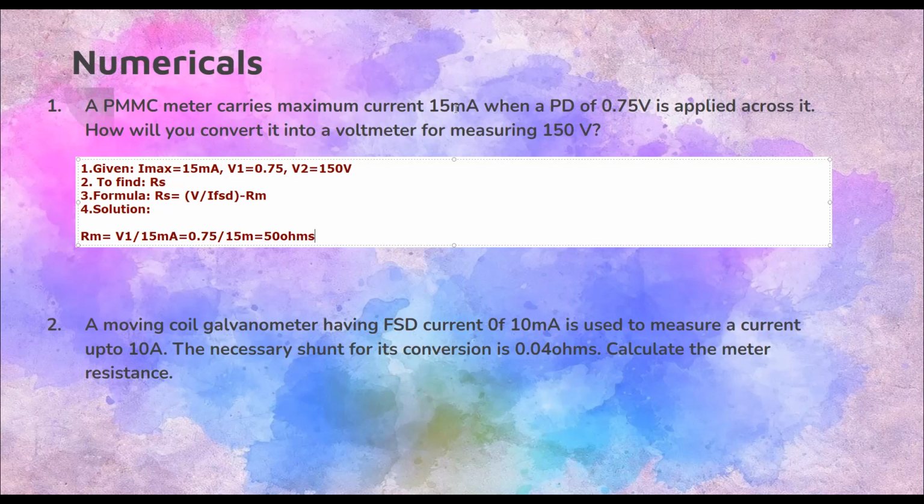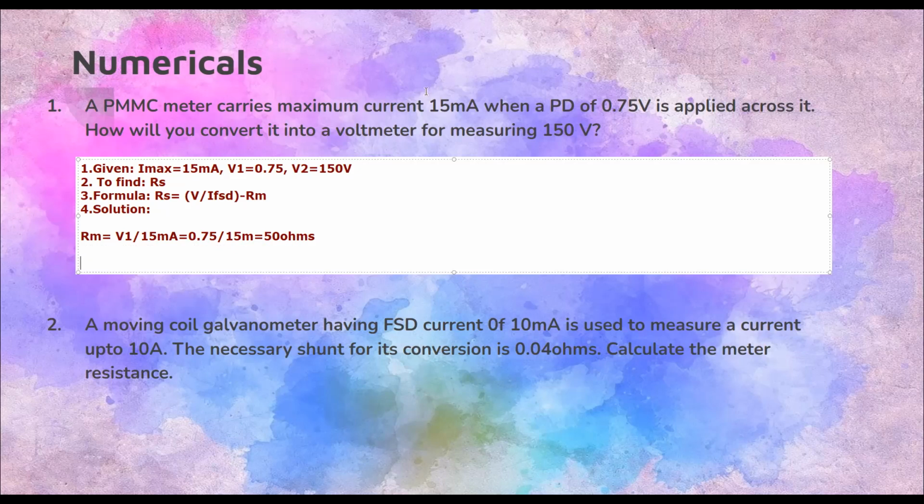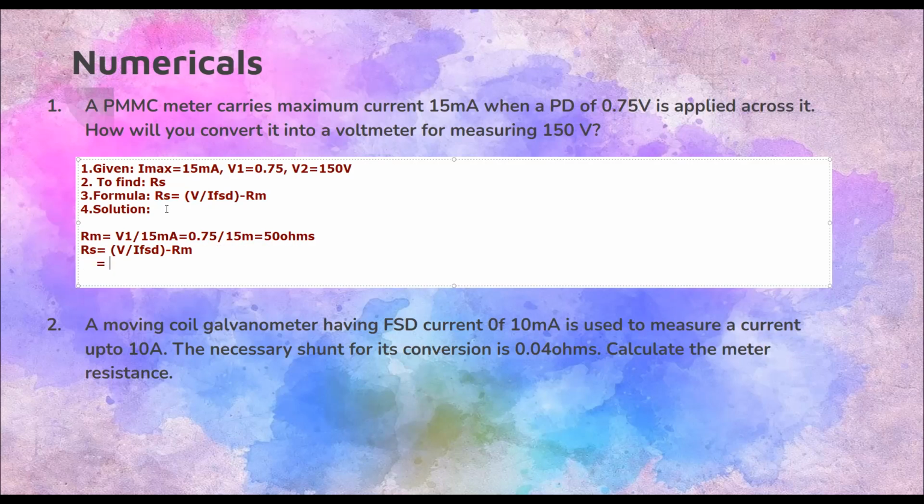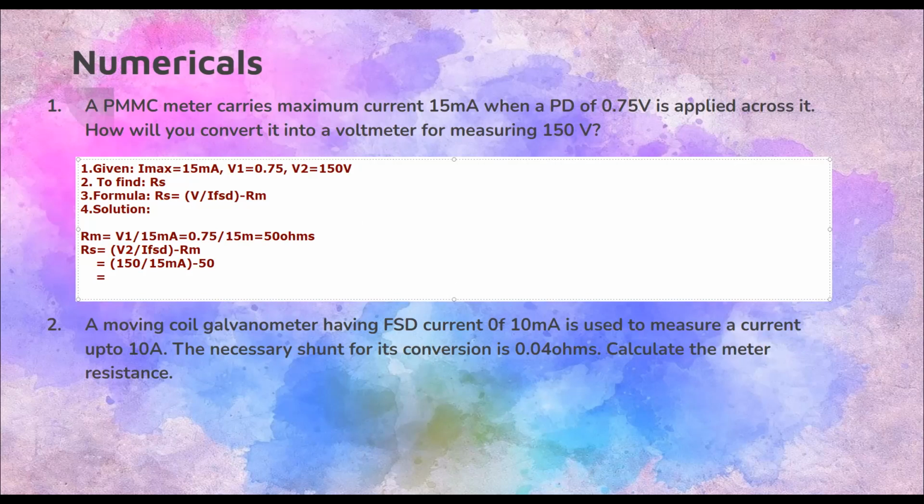Okay, now let us simply substitute all this in Rs, this entire formula. We just have to substitute everything over here. V1 is already used, so I will use V2 now. Because I have to make the meter for 150 volts, which V will I use? 0.75? No, no, no, I will use 150 volts, as I have to build it according to that voltage. So it is going to be 150 divided by 15 milliampere minus 50. After solving this I am getting 9950 ohms.